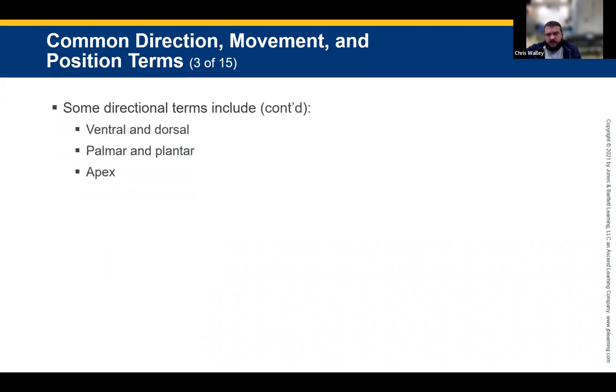Some directional terms: ventral and dorsal. Dorsal is your back, just letting y'all know. Palmar and plantar and apex. The terms right and left refer to the patient's right and left sides, not your right and left. So just remember that when you look at a patient, your right is their left. If you're going to say their left arm hurts, it's going to be on your right side. You always refer to the pain upon the patient. If you have to turn around and look away and say, okay, it's their right side, it's all right. Just do it. But know you've got to refer to the patient's direction.